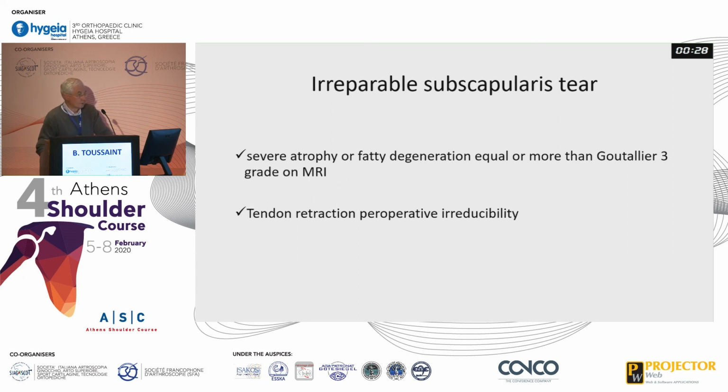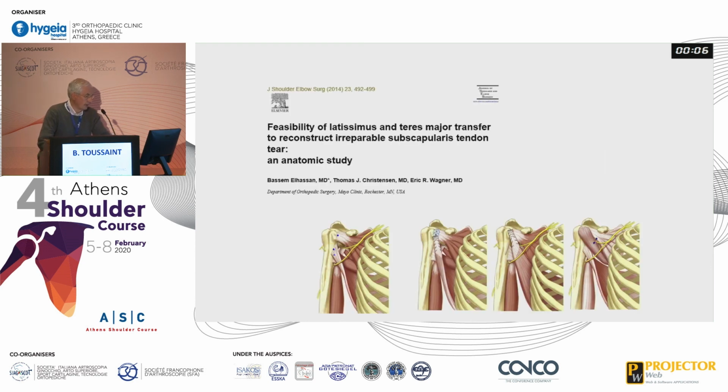For irreparable subscapularis tear, if you have severe atrophy and fatty degeneration equal to or more than Goutallier 3 on MRI, it is not a good option to repair it. And if you have irreducibility during the surgery, you cannot repair it. Bassem El Hassan and Jean Cany described the latissimus dorsi arthroscopically to repair the subscapularis tendon. I mean, it's a very interesting thing.